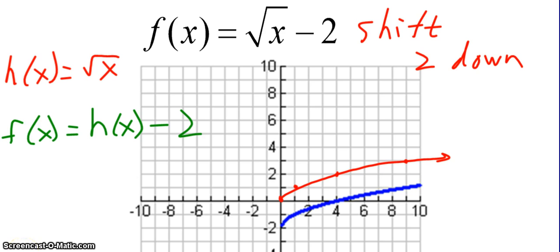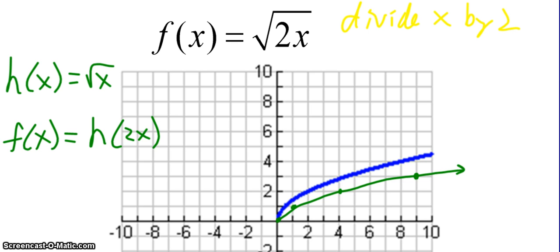Hopefully on the next one you said that it shifted 2 down. And so again, here in red I've drawn the original square root function, which I'm calling h of x. So then f of x is h of x and then minus 2. So this is a vertical shift because the subtraction in this case is outside of the original function, which is the square root of x.